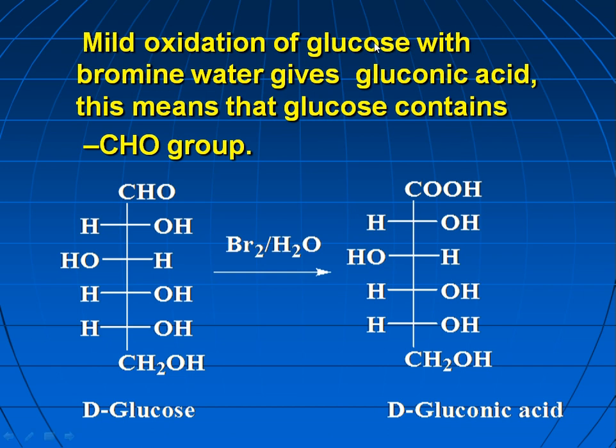Now, bromination, or we can say mild oxidation, of glucose with bromine water gives gluconic acid. This means that glucose contains an aldehyde group. Again, when glucose reacts with a mild oxidizing agent like bromine water, its aldehyde group converts into a carboxylic acid group, and that compound is known as D-gluconic acid. So again, this reaction explains that glucose contains an aldehyde group.